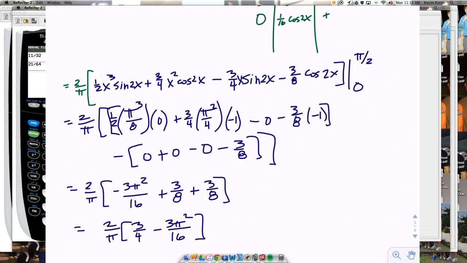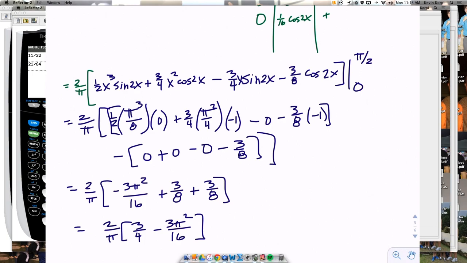And then minus, when you plug in the bottom, don't just take for granted that everything becomes 0, because it's not. Any term with a sine or an x in it goes to 0. But notice the very last term, minus 3/8 cosine of 2x, does not have a 0 in it, nor does it have an x. So you do end up with a minus 3/8 there.